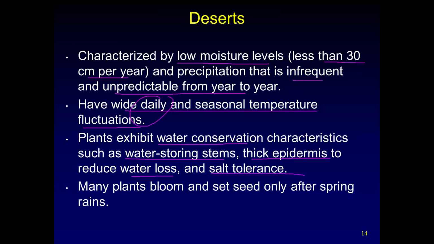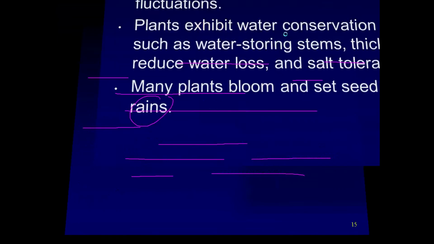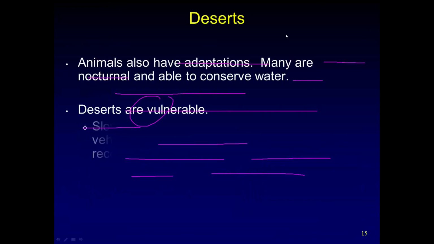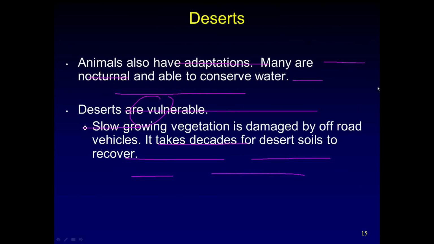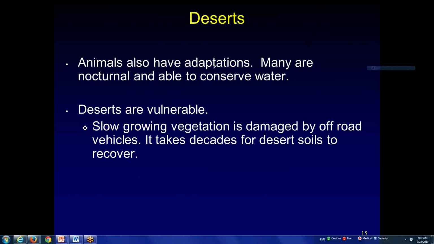You start seeing these monsoonal rains hitting places like Phoenix. And that's when you'll see the plants bloom and set seed. And, of course, they could do that in spring as well, but that's usually a pretty dry time there in places like Arizona. Animals have all types of adaptations to deal with the heat and the lack of rainfall.